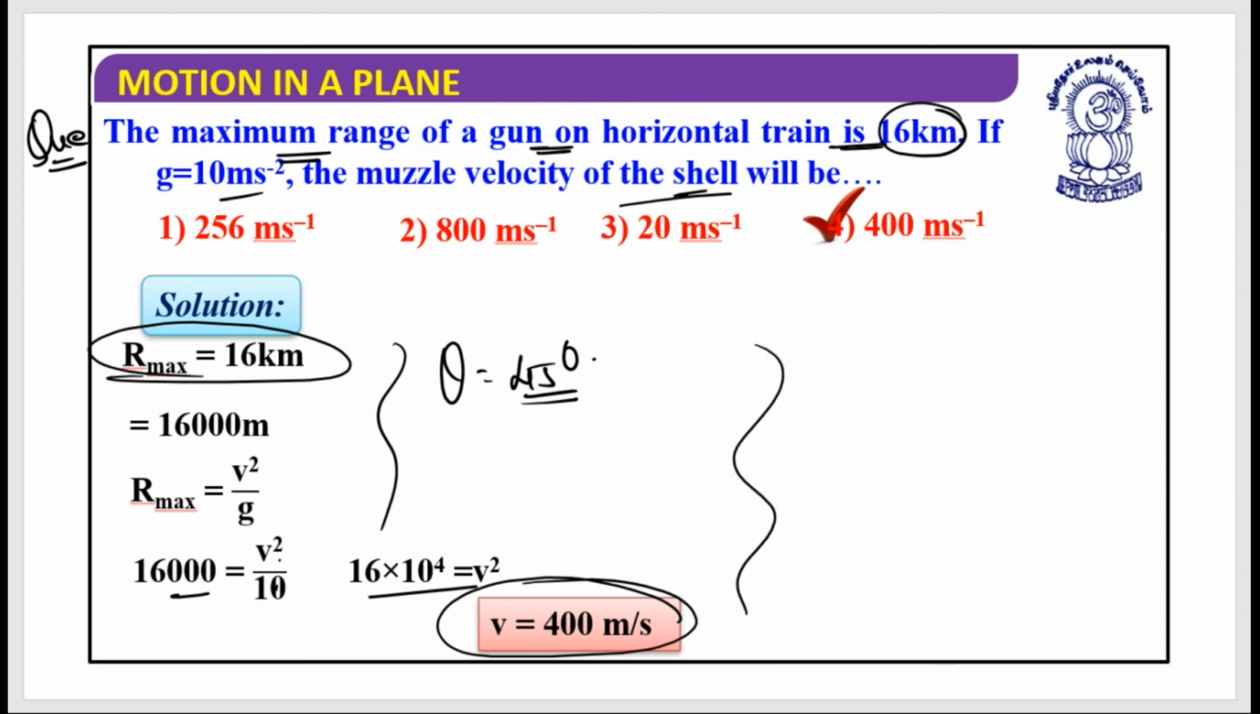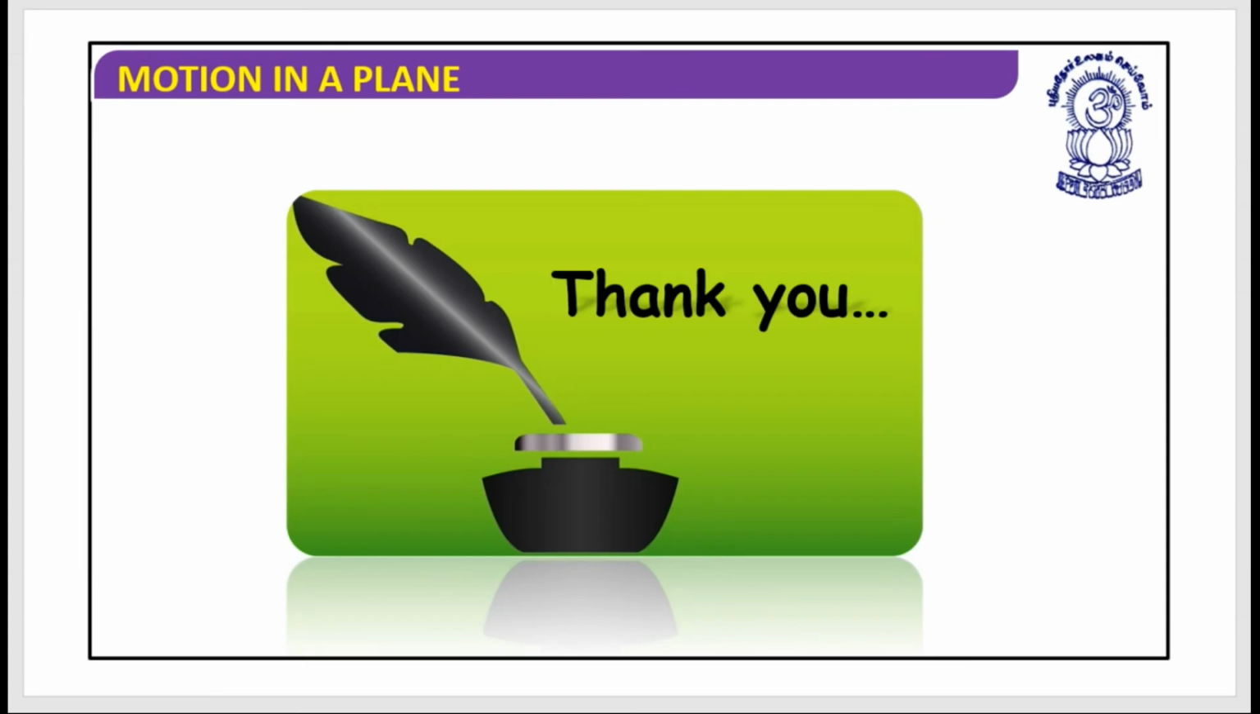If they have asked to find out the h max, it's u square sine square theta by 2g. Now you are having u as well. Theta is there. So you can just calculate it using h max, which is equal to u square sine square theta by 2g. I hope those things are clear. Is it clear? Are you sure? Great. Let's just wind up this session over here.